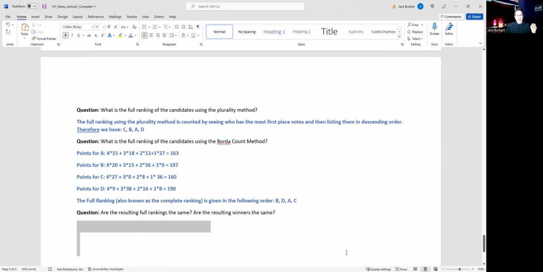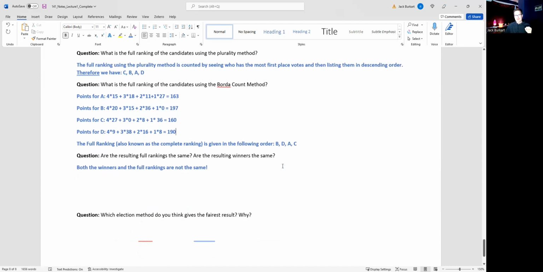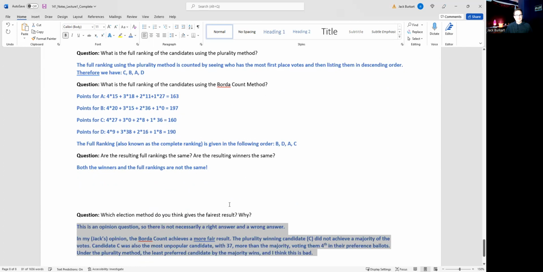And so we will see right away that the full rankings are not the same whatsoever. In fact, a very extreme thing has happened. C got first place with plurality, but C got last place with the Borda count method. So if we wanted to think a little bit about fairness, there's not a right answer or a wrong answer, but one thing we can observe is that the plurality method winner C was extraordinarily unpopular amongst the rest of the candidates.